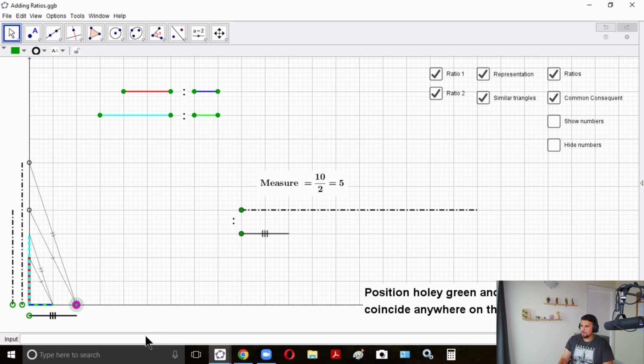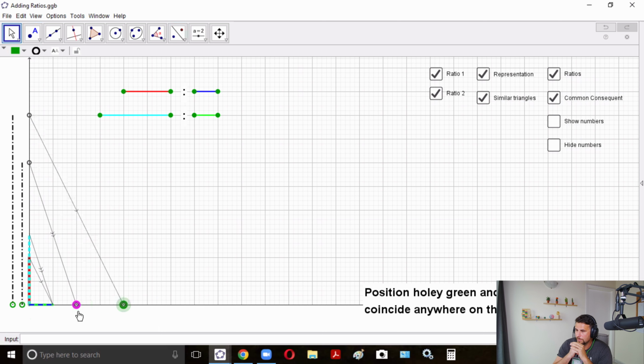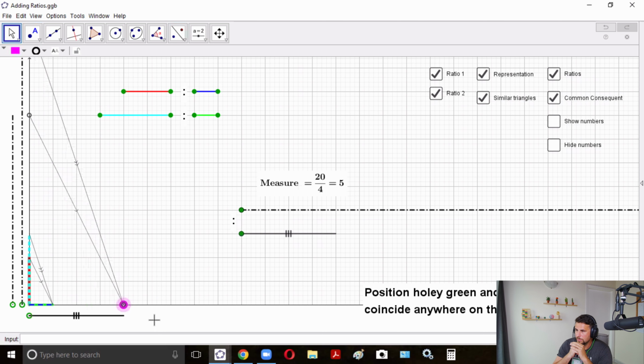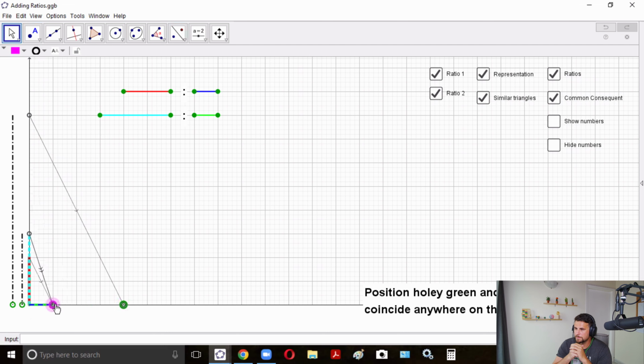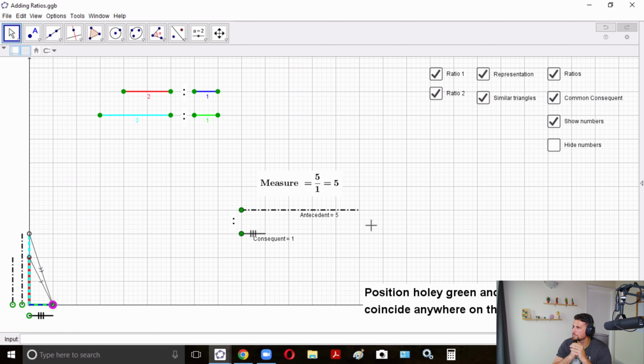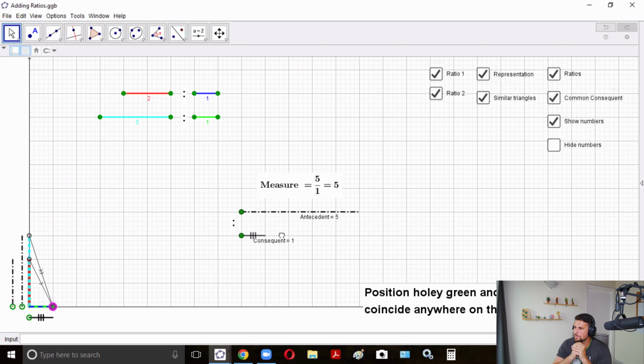And we can put them anywhere along the x-axis. So if we put them over here, then it gives you the answer you're used to, because the length of this, as you can see, is 2 and the length of that is 3 in terms of numbers. So if we show numbers, now you can see them as they are in algebra, right? Great.